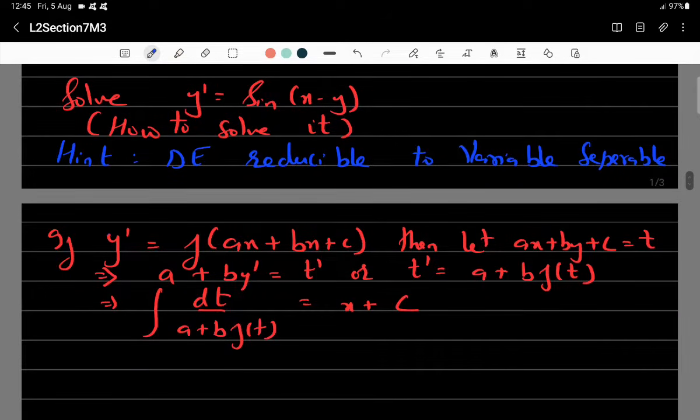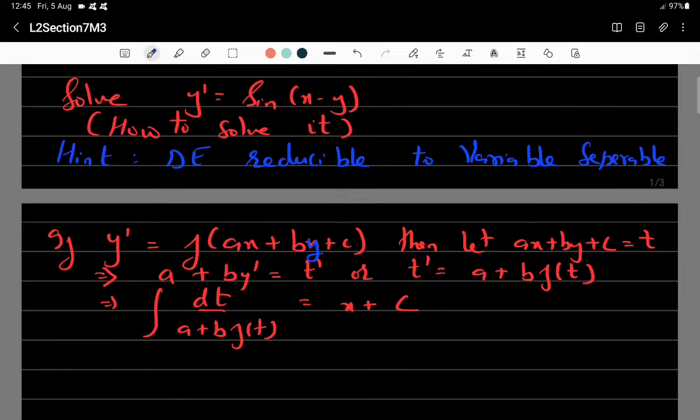So this is the idea: if you have an equation of the form y dash is equal to f of ax plus by plus c, then it is a function of ax plus by plus c, and that's why you can take ax plus by plus c as some other variable t. Now differentiating on both sides, you will get t dash as a plus b y dash, and now y dash is f of ax plus by plus c, which means f of t. And now this equation becomes variable separable form.